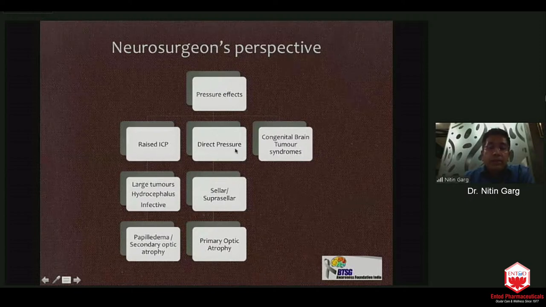Now, there is the group of patients who do not come to a neurologist. These are the tumors which cause a direct pressure on the optic pathway. It could be the optic nerve, optic chiasm, or retrochiasmal. And these are tumors which are primarily in the sellar and suprasellar region. These are the ones where I think, as a team, a neurosurgeon and ophthalmologist should work.